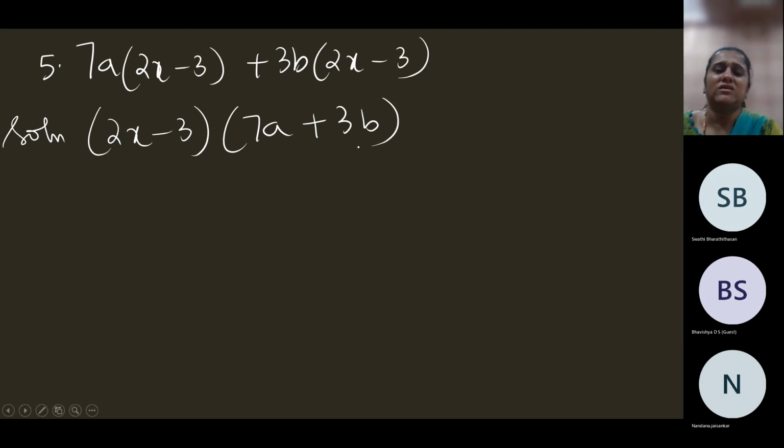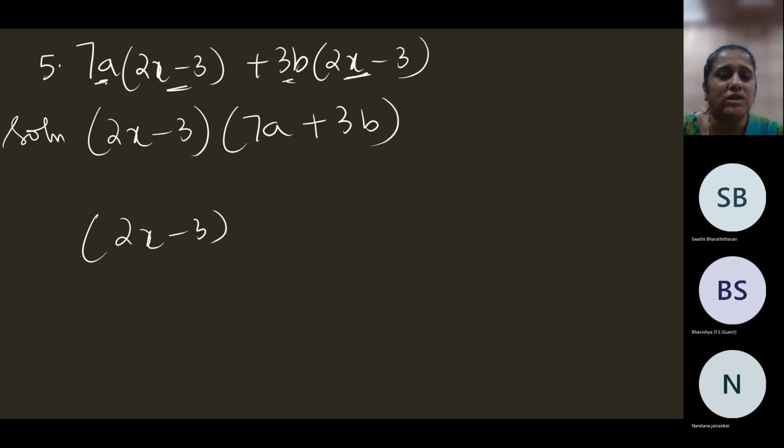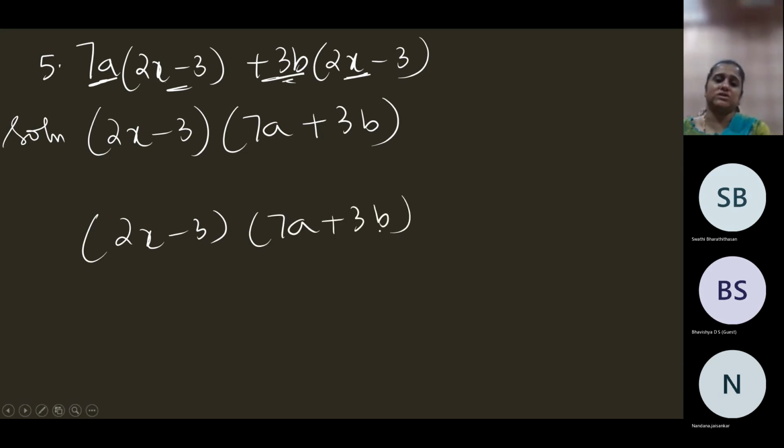So that means, children, now that you've understood, you can remember like this. 2x minus 3, 2x minus 3 is there in both the terms. So write it out once, common. And then the remaining 7a plus 3b, write it in the other bracket. Finished.